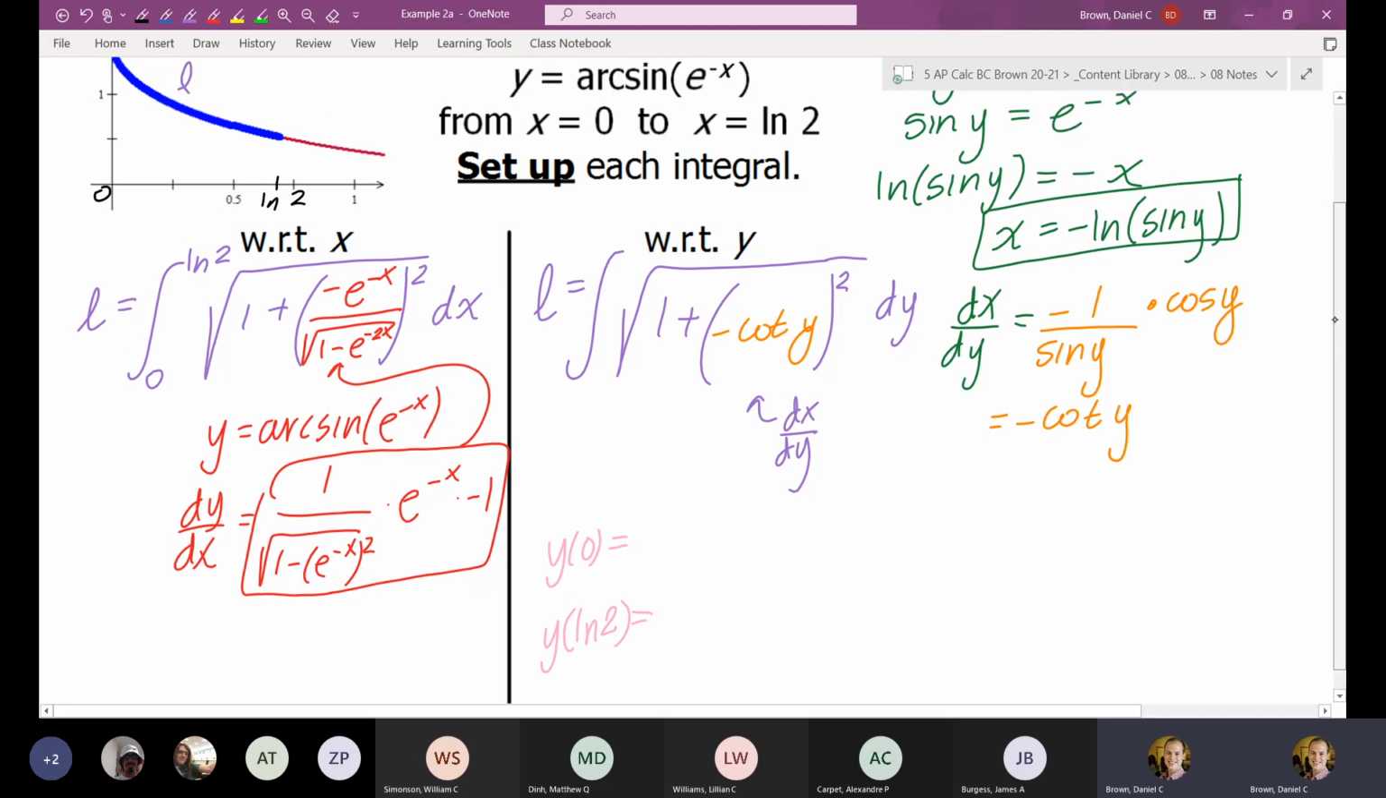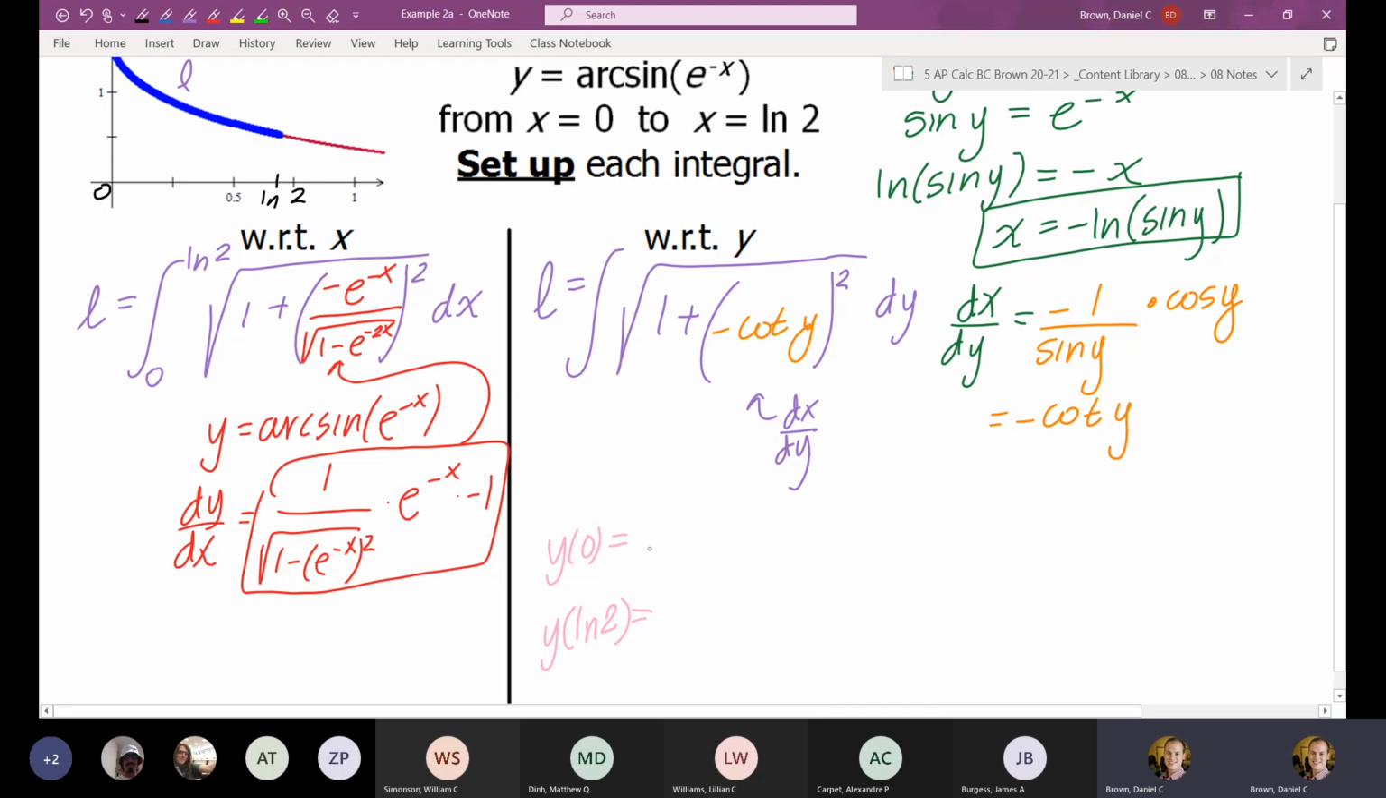So again, what was the function we're dealing with? The arcsine of e to the negative x, so e to the negative 0. Well, e to the 0 is just 1. So I have the arcsine of 1. When is sine equal to 1? Pi over 2. Do be careful, just because that was what x equal to 0 gives, that doesn't mean that's going to be the first number on our integral sign. We still want to make sure it goes from the smallest one to the larger one.